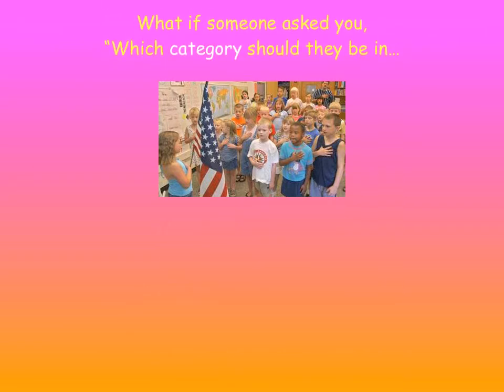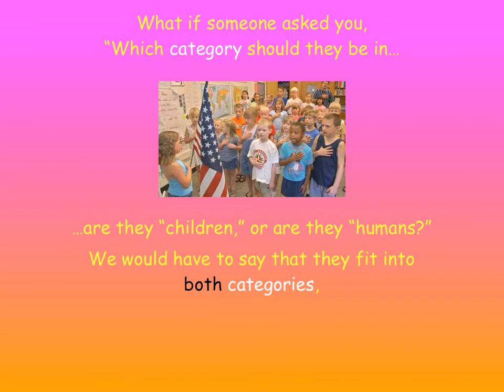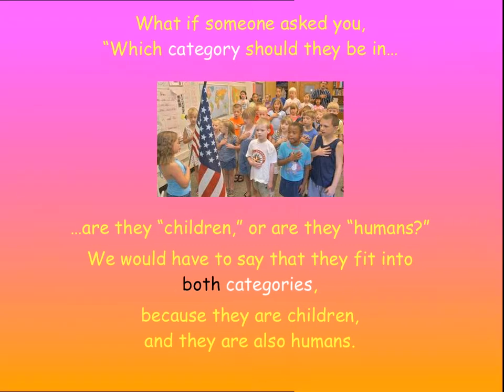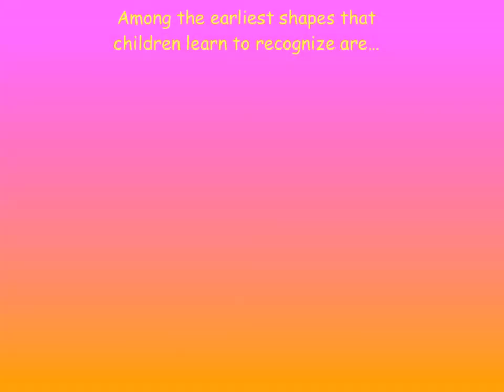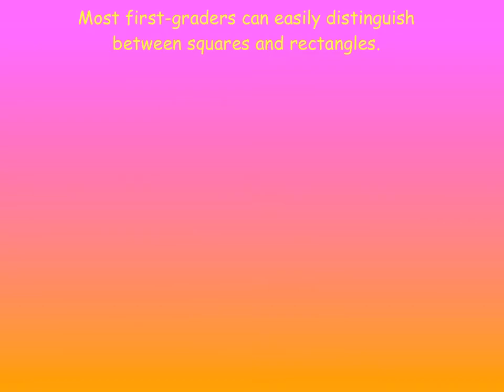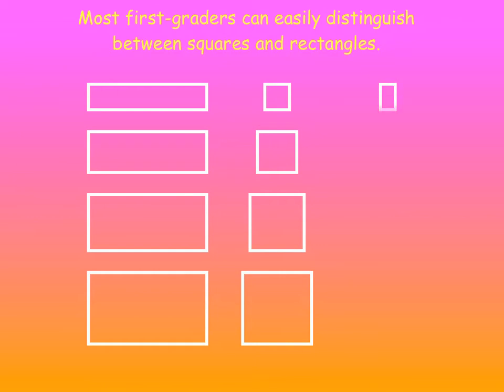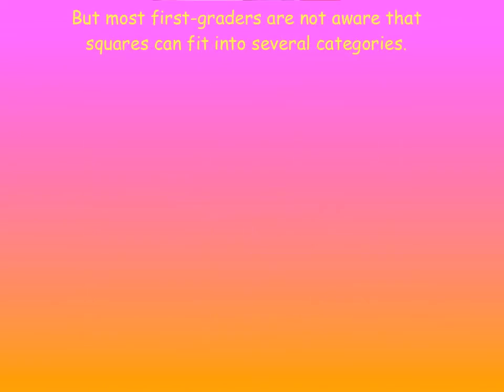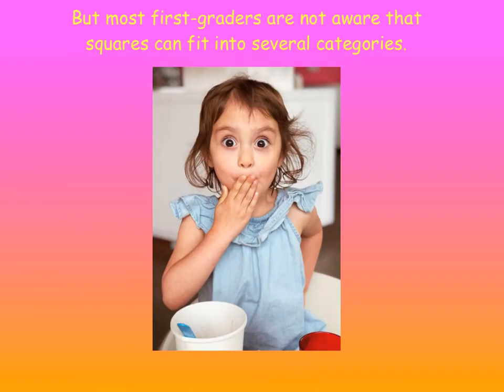What if someone asked you, which category should they be in? Are they children or are they humans? Well, you'd have to say that they fit into both categories because they are children and they are also humans. Among the earliest shapes that children learn to recognize are circles and triangles, squares and rectangles. And most first graders can easily distinguish between squares and rectangles. But most first graders are not aware that squares can fit into several categories.